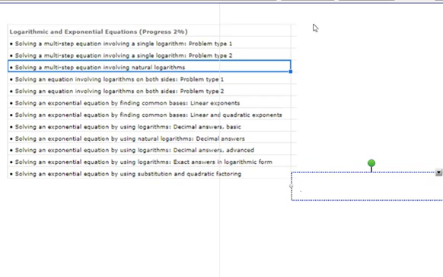Alright students, so in this video we're going to be solving equations involving exponential functions and logarithms. Just to give you an idea about the type of problems that we're going to be solving, this is in the section of logarithmic and exponential equations.